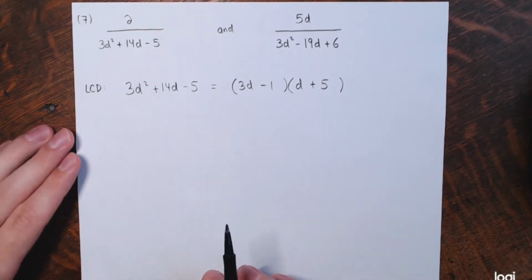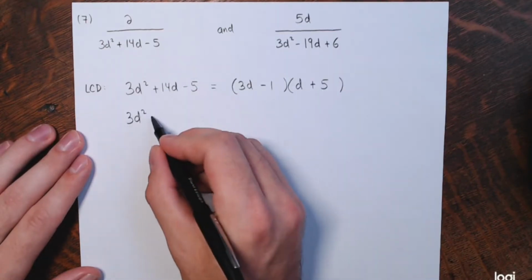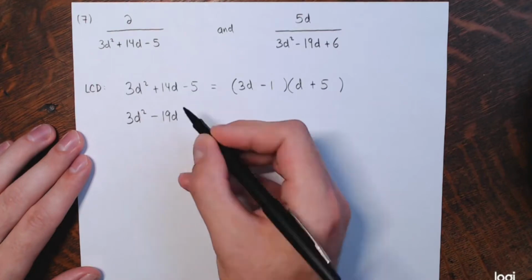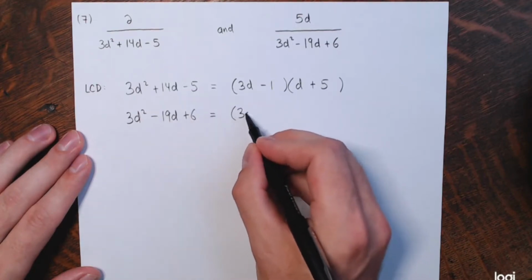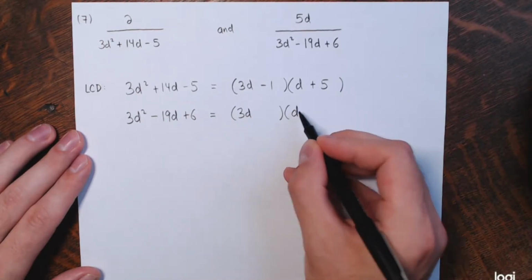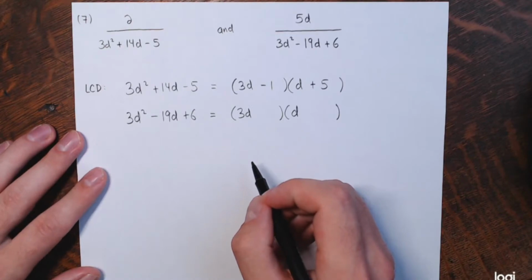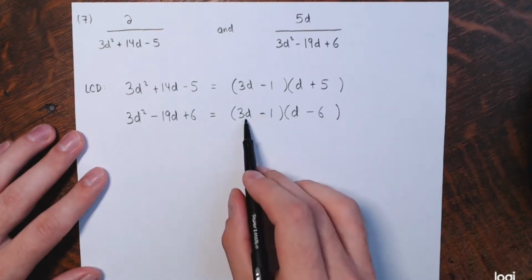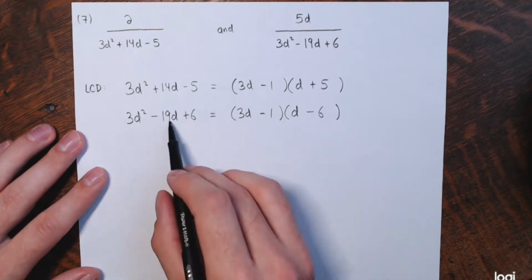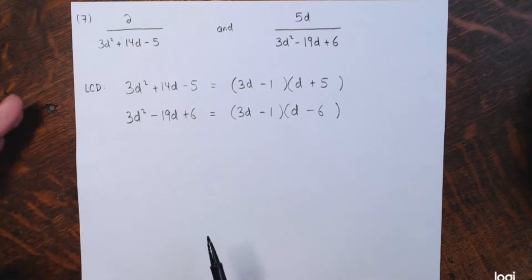Okay, and the other denominator, 3d squared minus 19d plus 6. This would factor to 3d, I need a minus 6 over here and a minus 1 there, right? That'll be minus 18 minus 1 for minus 19 and plus 6. Good. 3d minus 1 times d minus 6.